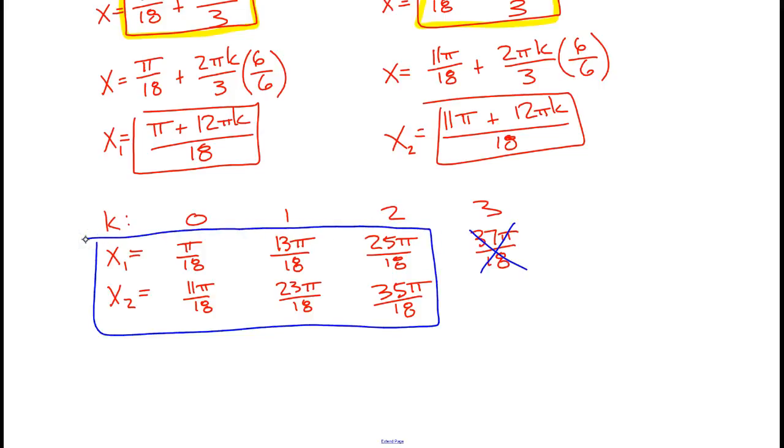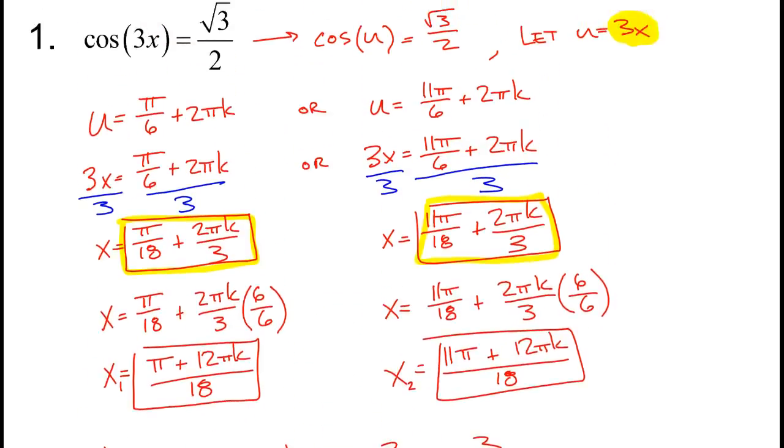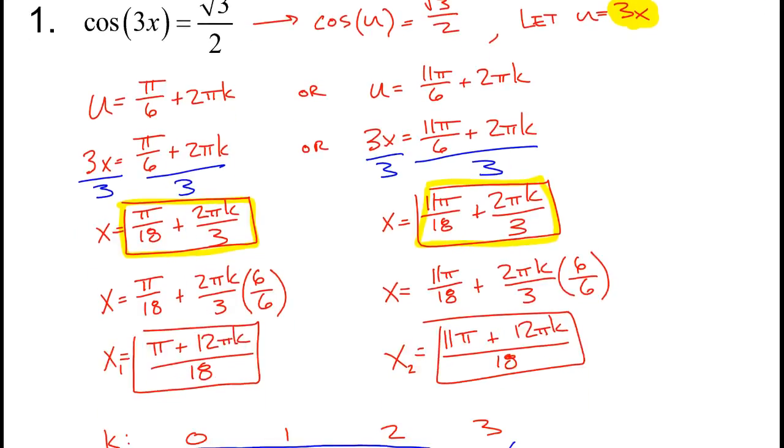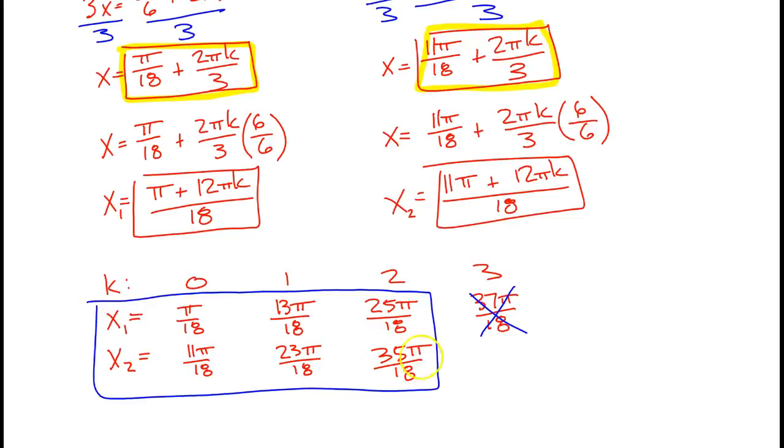Why on earth am I stopping here at a seemingly random point? Well, remember what we were asked to do. We were asked to find the solutions on the interval from 0 to 2 pi. Another way to think of that is from 0 to less than 36 pi over 18, because 36 pi over 18 is the same as 2 pi. So once I got to 35 pi over 18, that was my last answer.